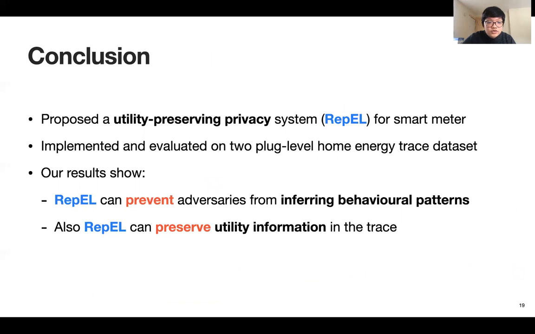So, in conclusion, we propose a utility-preserving privacy system for smart meters called RepEL. We implemented and evaluated it on 2 energy trace datasets. Our results show that RepEL can prevent time-based occupancy attacks and at the same time preserve utility information in the trace.